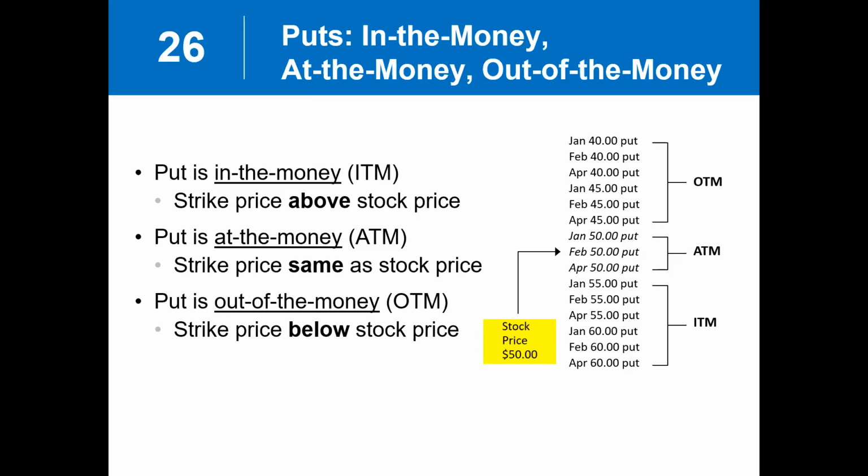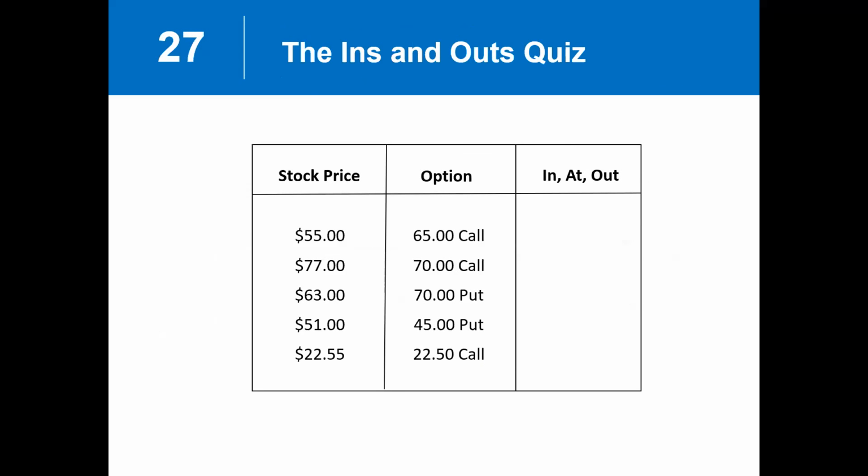If you can combine that with the in-the-money amount, which corresponds to the intrinsic value, you've got intrinsic value and time value for the in-the-money calls and puts. The at-the-money and out-of-the-money calls and puts only have time value.